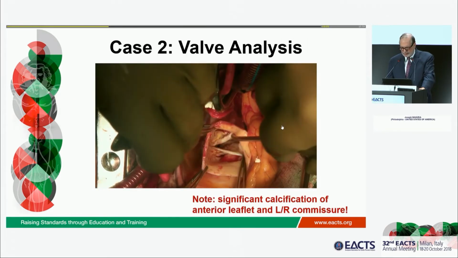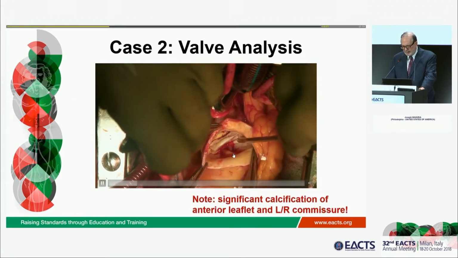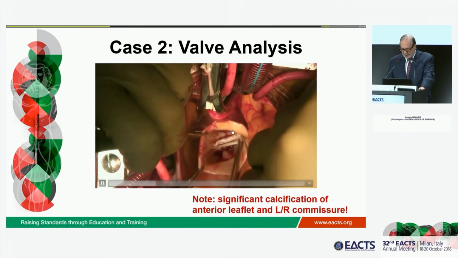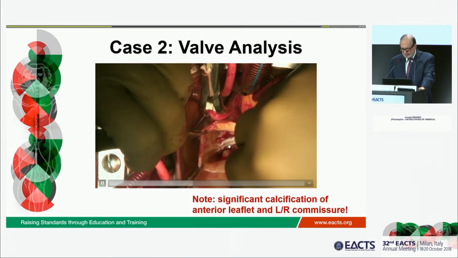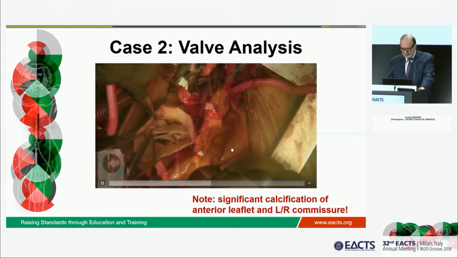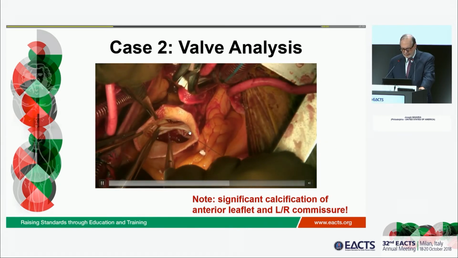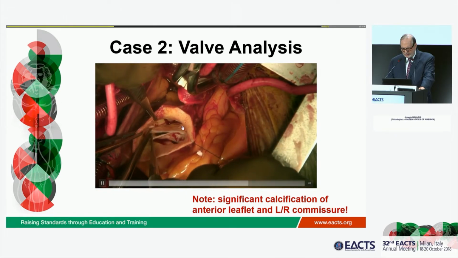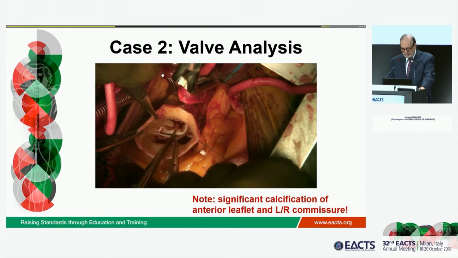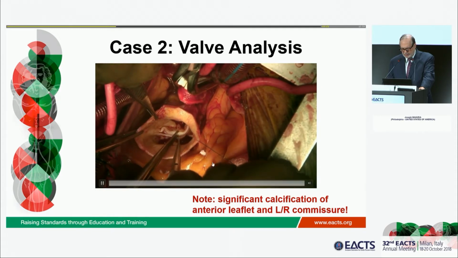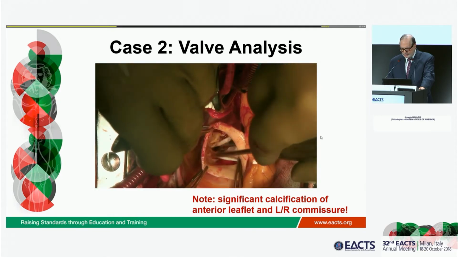So we're getting in, and we're going to do a valve analysis, because I do a valve analysis on everybody, because I want to try to repair as many valves as possible. And you can see he's a pretty young guy. It's a nice valve, but it's got a big chunk of calcium right here. Here's your raphe. So the calcium's on the opposite leaflet.